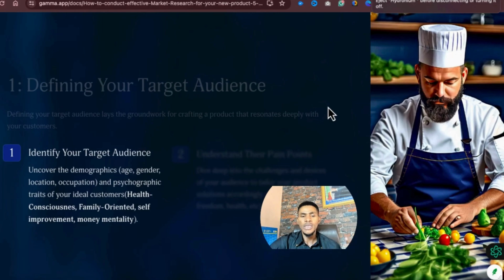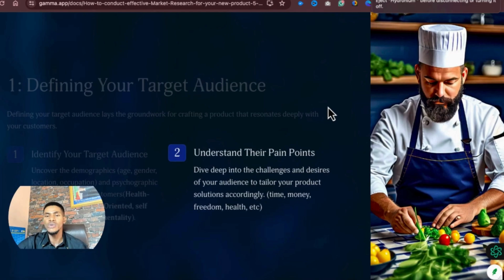So maybe the kind of product you are creating, or the business you want to go into, is to target health conscious people, or people who are family oriented, or someone who is into self-improvement and has a money mentality, right? All those things will help you understand the people that you are going to be defining as your target audience. Now, once you are able to identify those kinds of traits, the next thing we need to do is to understand their pain.